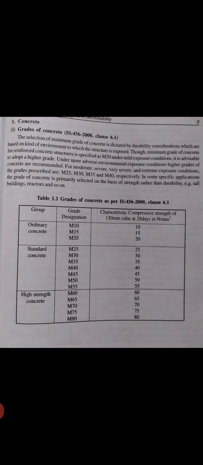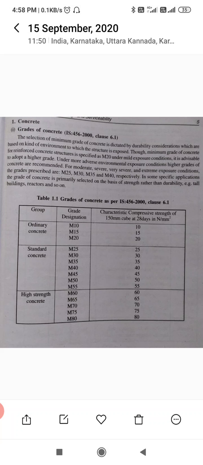The second one is standard concrete. Standard concrete comes under M25, M30, M35, M40, M45, M50 and M55. So up to M55 comes under standard concrete. Similarly, M25 is 25 Newton per mm square, M30 is 30, M35 is 35, 40, 45, 50, 55 respectively, the strength with respect to the grade of concrete.